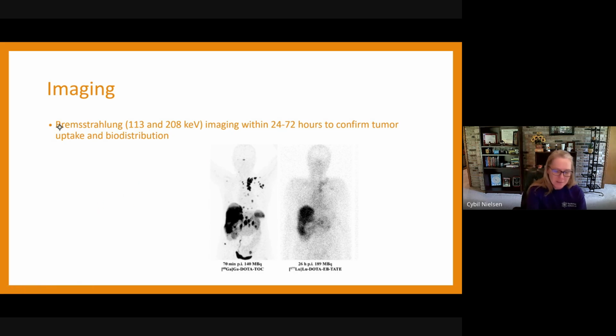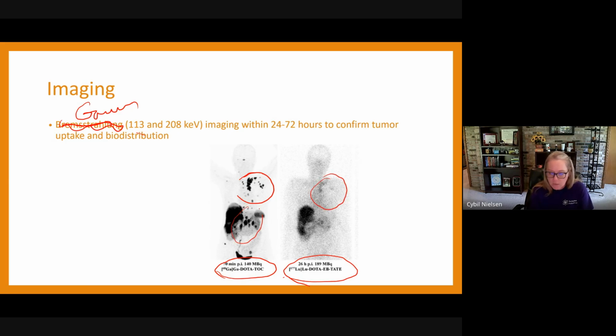All right, so this is not Bremsstrahlung imaging. I've got to fix that. This is actually gamma rays. You can image the Bremsstrahlung, but it's actually the gamma ray that we're imaging. So this is the PET, this is the DOTATOC, this is the therapy. So we can image to confirm that it's gone to where it's gone. We're not going to see a nice, pretty picture. We can see some uptake here, we see it here. So basically, we're confirming that it's gone there.